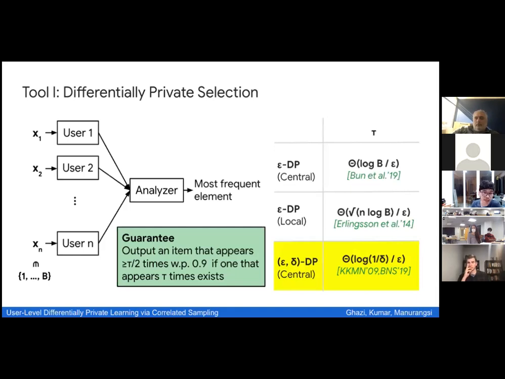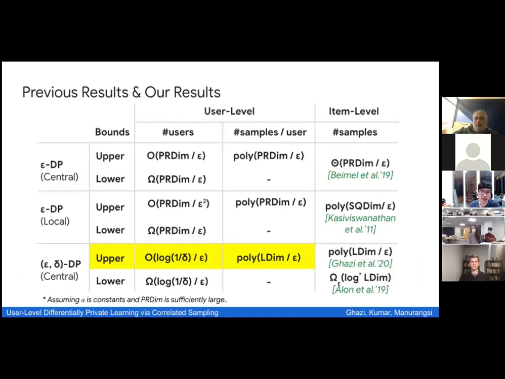Okay, so for approximate DP, for differentially private selection, it is known that you can get such a guarantee: you can discover a frequent element as long as the element appears something like log 1 over delta over epsilon times. And this will be the number of users that we get in this central DP case. Just to remind you, we want to get this number of users, and the samples per user that we want is polynomial in Littlestone dimension over epsilon.